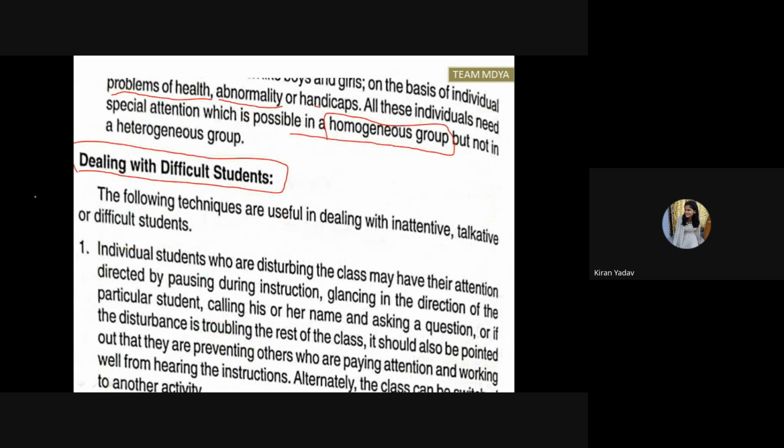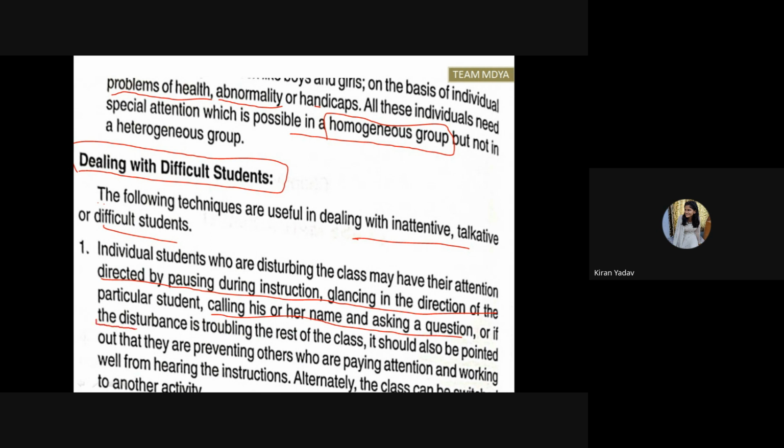Okay, let's see what's given in the book. The following techniques are useful in dealing with inattentive, talkative, or difficult students. Individual students who are disturbing the class may have their attention directed by pausing during the instruction, glancing in the direction of the particular student, and calling his or her name and asking a question. So first, you just pause and look in the direction of that student, then call his name, then ask a question.